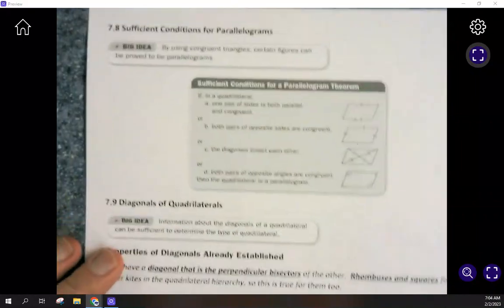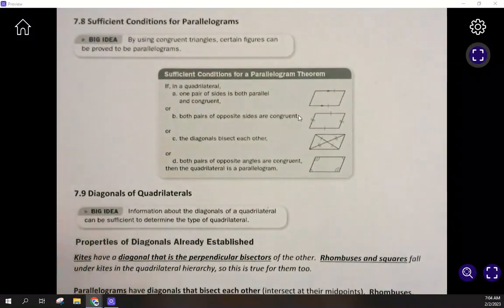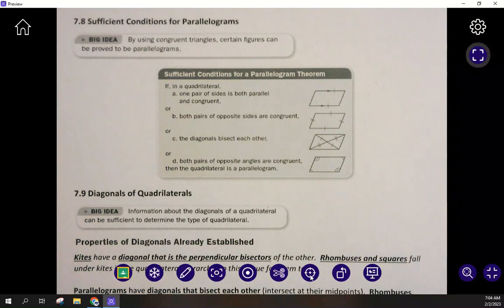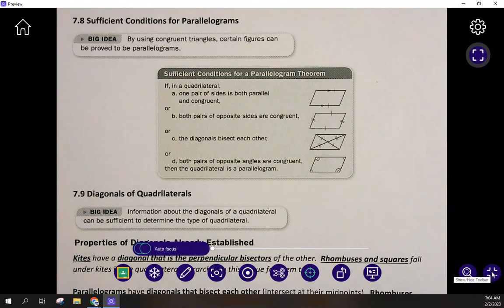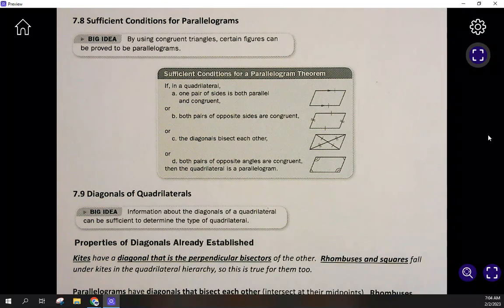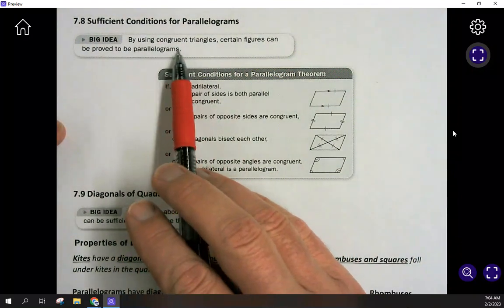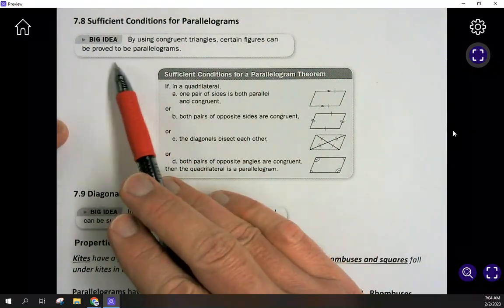All right, let's flip it over. So 7.8, we're going to continue to look at these properties, but we're going to look at it as the converse. So in the front, we talked about, okay, you have a parallelogram. Here's what's true about it. Now we're going to be looking at a shape that may be a parallelogram, but how do we prove that it actually is? So the big idea says using congruent triangles, certain figures can be proved to be parallelograms.